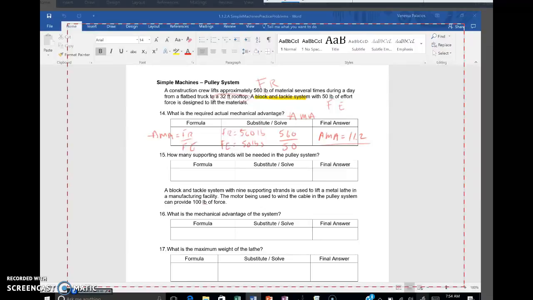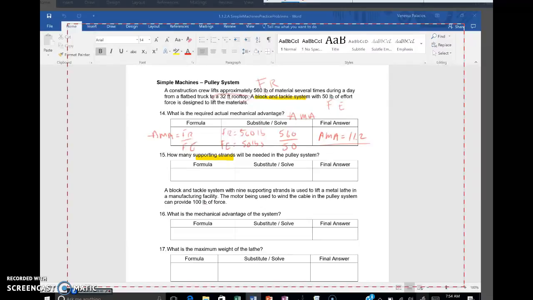Okay, so the next one says how many supporting strands will be needed in the pulley system. That pretty much tells us what we already knew, that we don't know how many pulleys are in the system, so we don't know how many supporting strands there are going to be. So it's asking us that.